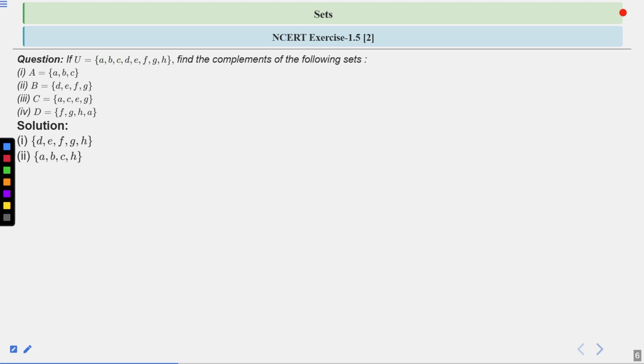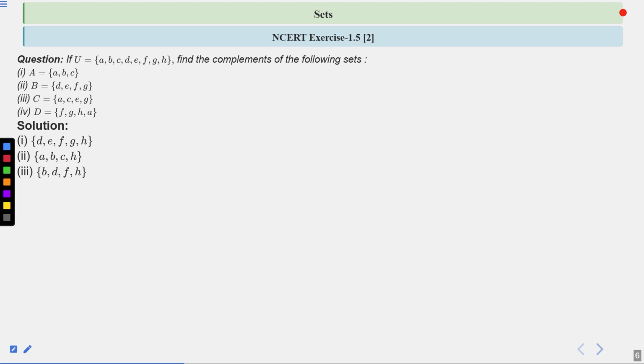Now, for the second, eliminate these 4 elements D, E, F, G. The leftover collection will be your B complement set. So eliminate D, E, F, G. So you are left with A, B, C, H. This collection will be your B complement. Clear? So B complement will contain 4 elements A, B, C, H.